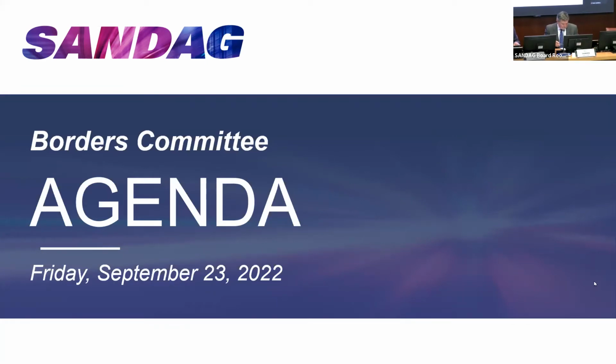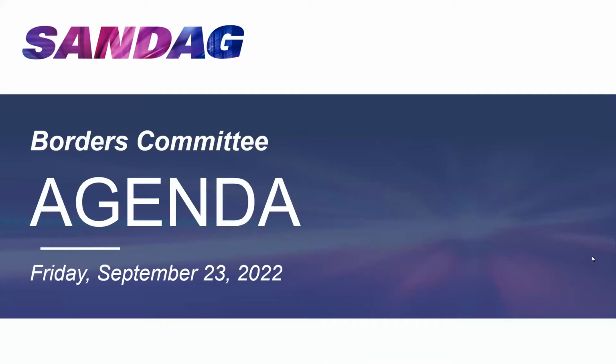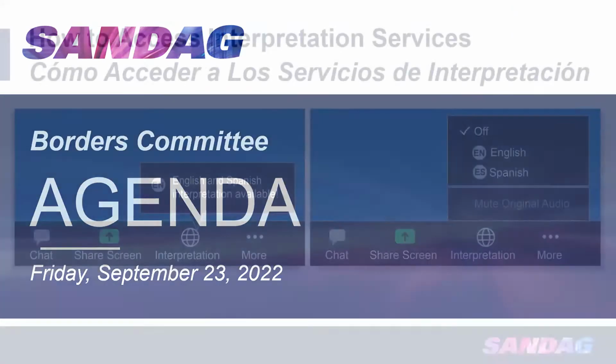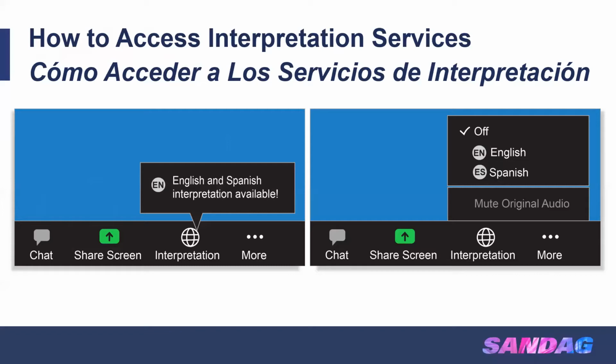Simultaneous interpretation is available for this meeting, and I'd like to ask our interpreter to briefly explain how this feature works. Por favor. Thank you, Chair. We'll begin with the announcement in Spanish and then we'll be back with the announcement in English.